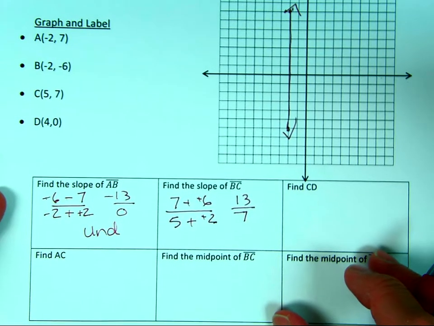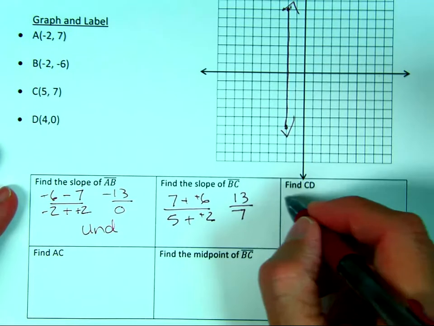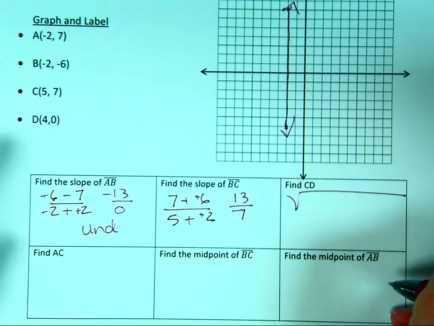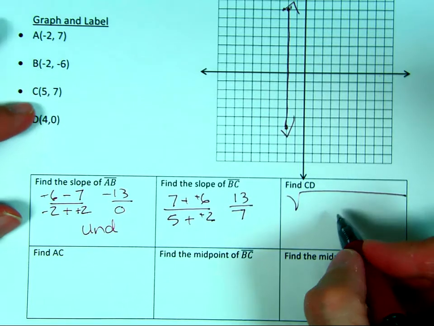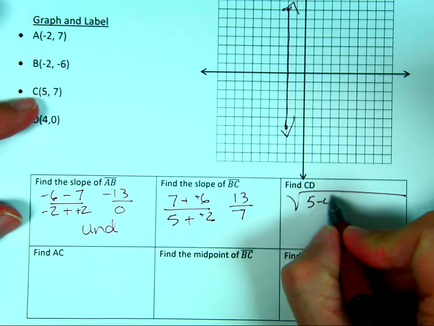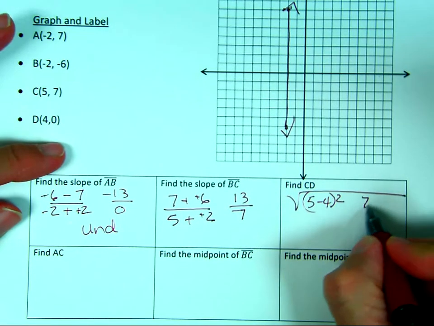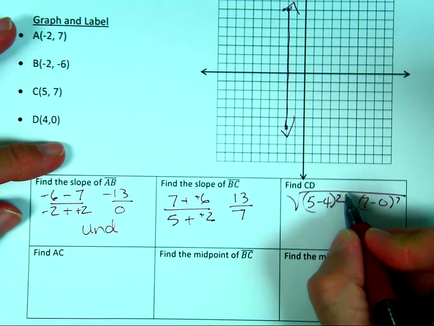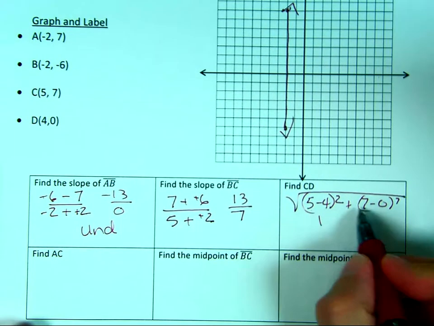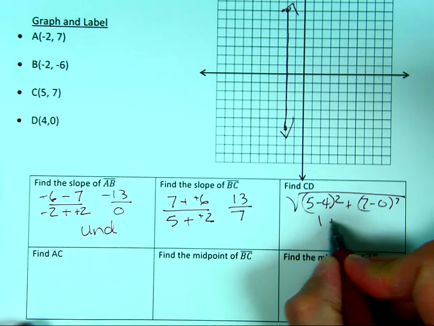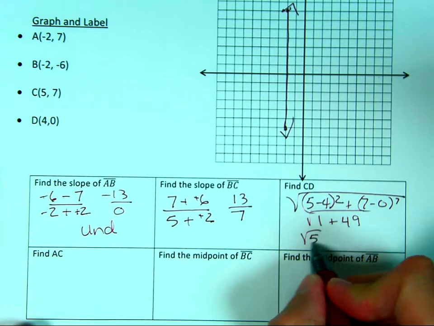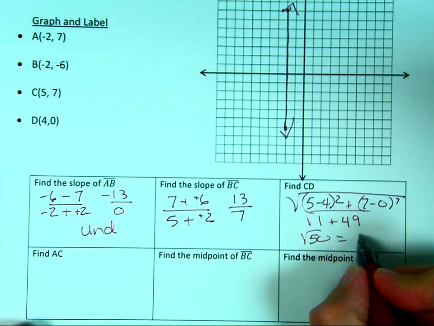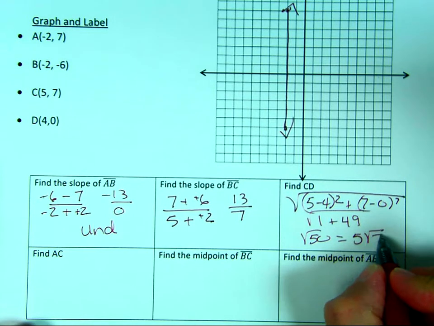Okay, on to finding the distance. The distance formula is used to find the distance between 2 points, so C and D. So 5 minus 4 and 7 minus 0. I square them, and then I add them. So 5 minus 4 is 1, 7 minus 0 is 7, but when I square it, I get a 49. So I get the square root of 50, and if I do simplest radical form, I get 5, because that's 25 times 2, so the square root of 25 is 5, 5 radical 2.